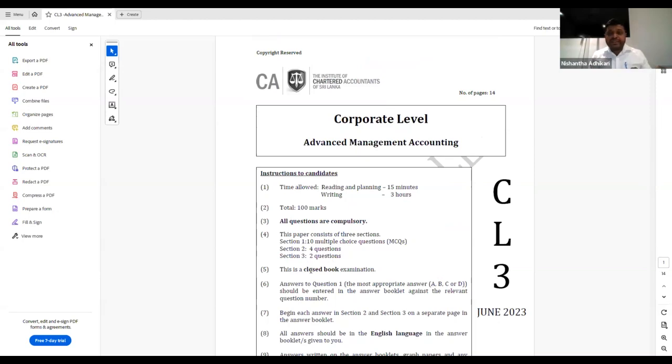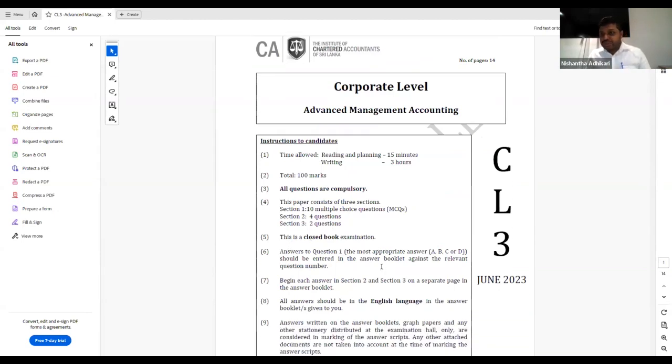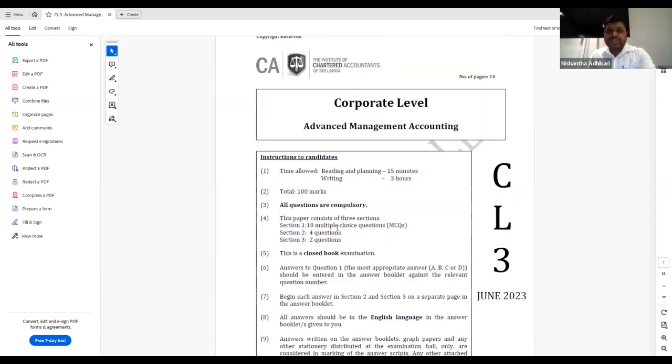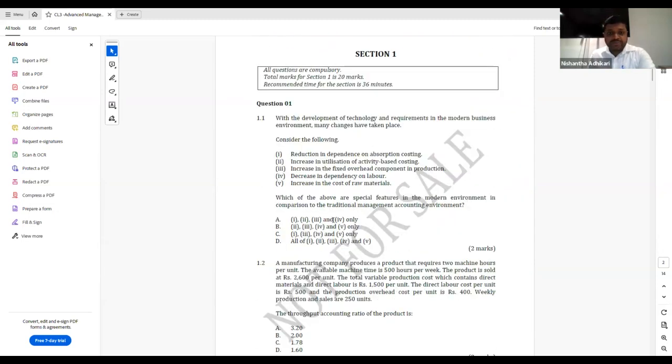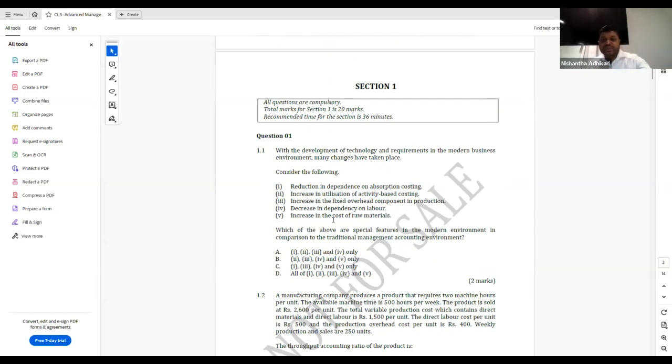You have to answer three sections which contain several questions, including 10 MCQ questions. I'm not going to detail the composition because you might already be aware of that. I will move directly to the first section, the multiple choice question section, which carries 20 marks of your total allocation.